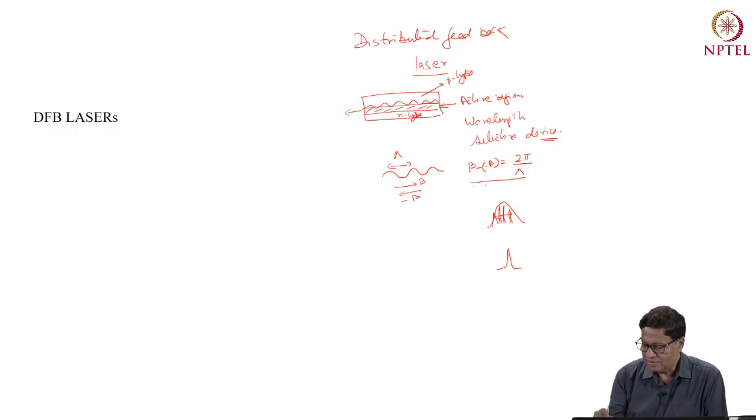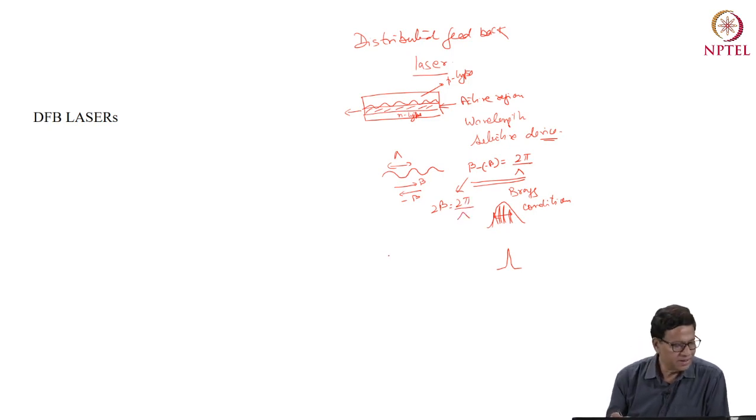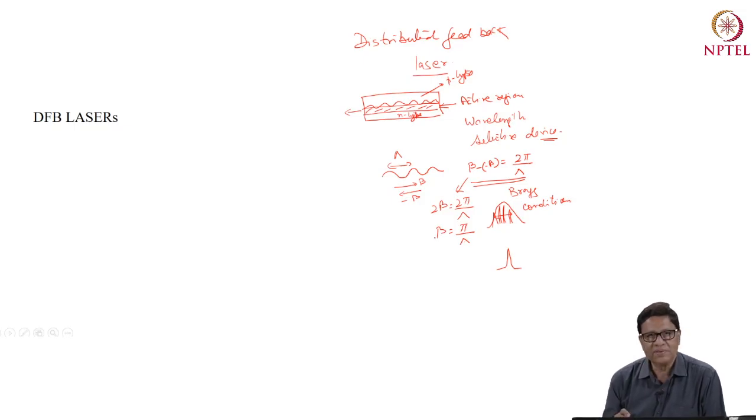If this condition is satisfied, which is called the Bragg condition, that particular wavelength is reflected back. That is, 2 beta is equal to 2 pi by the period of the grating, so beta becomes pi by lambda. Corresponding to this beta, that particular frequency or wavelength is reflected back. Such lasers are called distributed feedback lasers, because the feedback is distributed throughout the region.